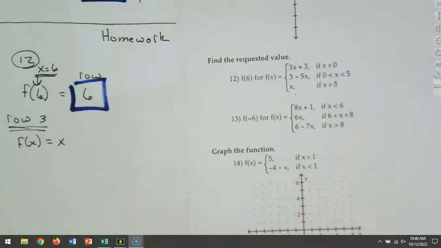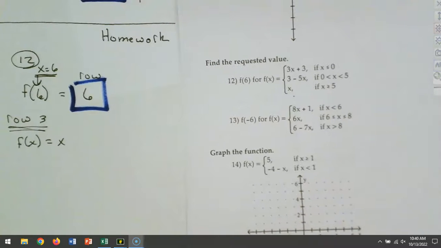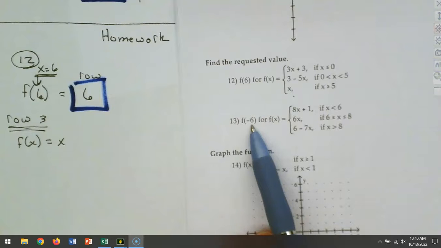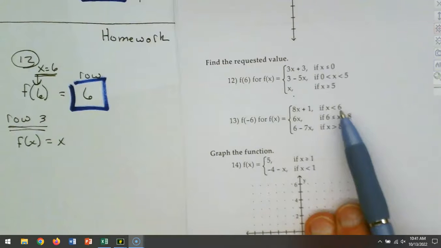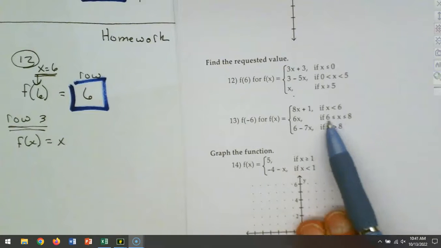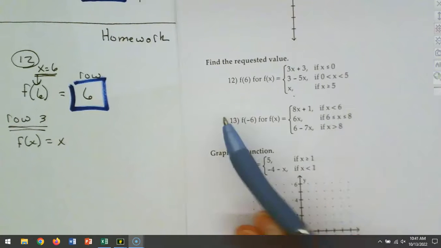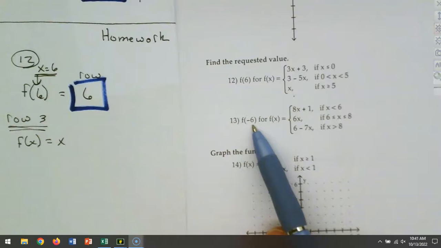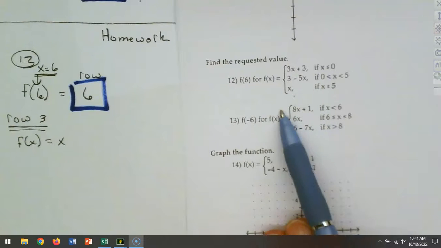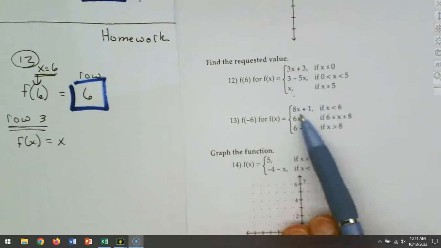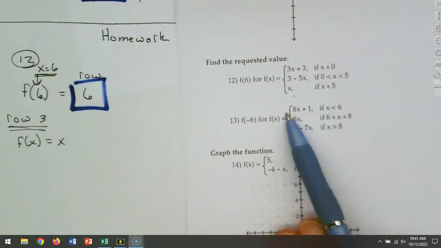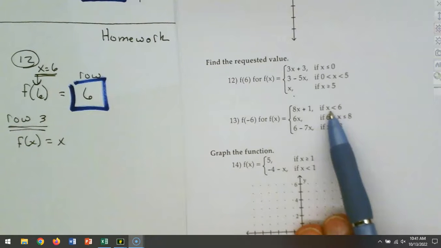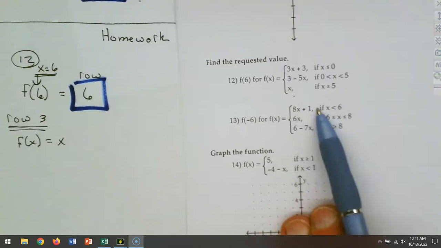What about 13? We'll just talk about 13. Which row do you think 13 would go in on this negative 6? Okay, we've got to watch which way it goes. Okay, negative 6 now. This is for numbers that are less than 6, 6 and 8, between there, greater than 8. If I look at negative 6, it's going to fall under what? The first row, isn't it? Right? Because negative 6 is less than what? 6. So it's going to be here.